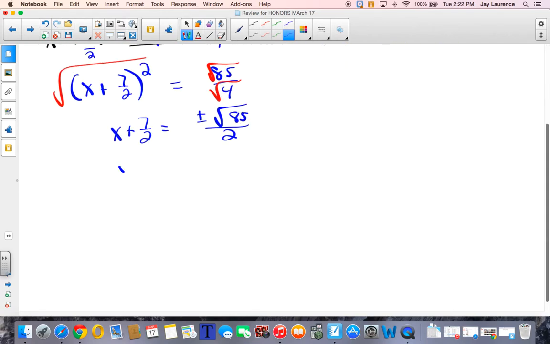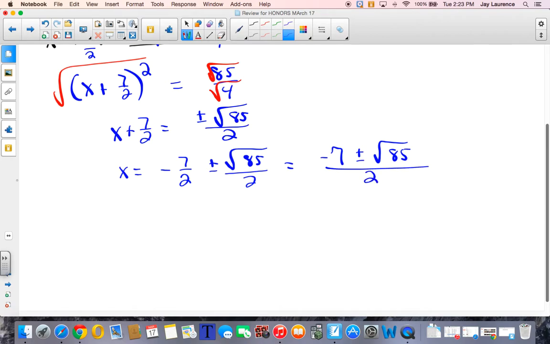Almost there. So x is going to equal negative 7 over 2 plus or minus the square root of 85 over 2, or better yet, negative 7 plus or minus square root of 85 over 2, like that. And now I'll go get my decimal approximations. That is the exact answer. And here comes my approximate answers.